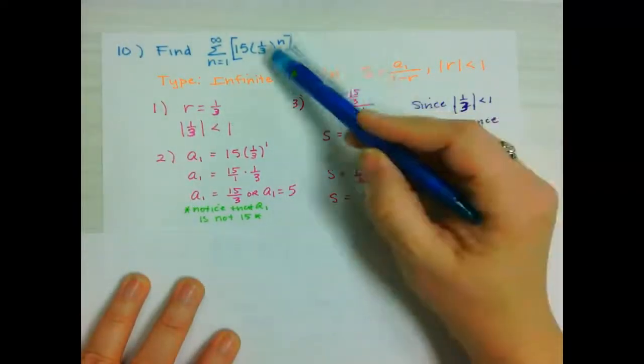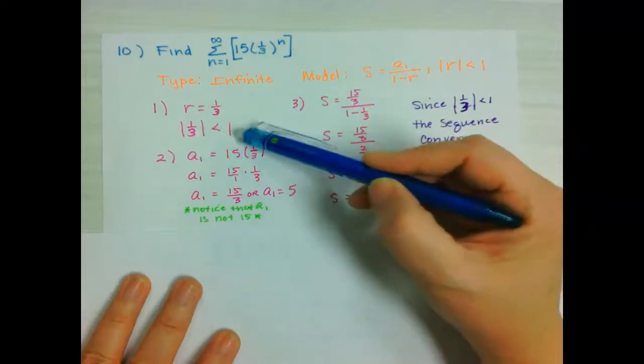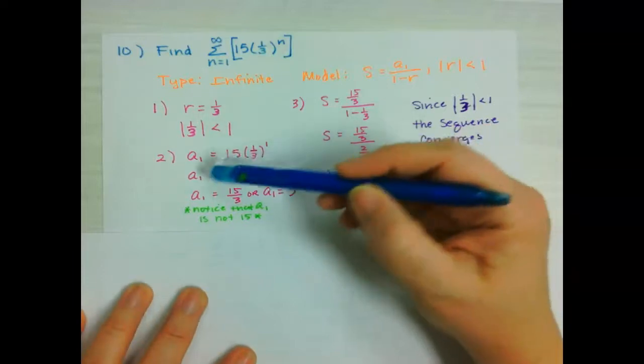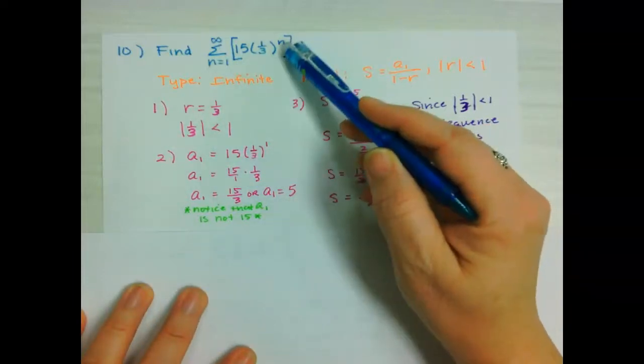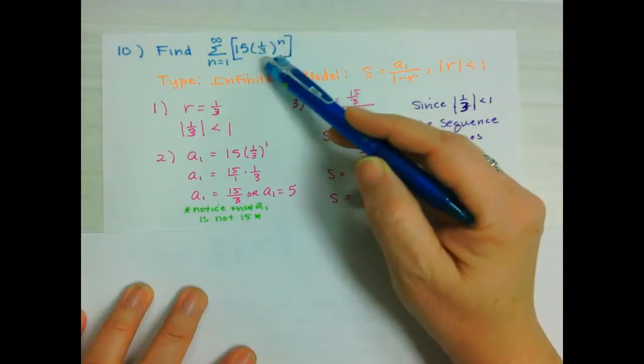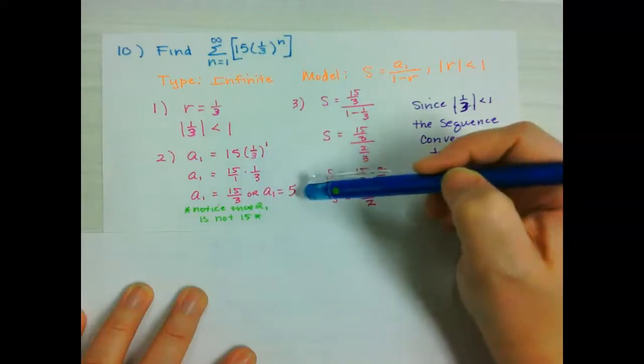So the ratio is 1/3, so that's r equals 1/3, so the absolute value of 1/3 is less than 1. Then I have to find my a sub 1, so the lower bound is 1, so I put the 1 in right there, and I have 1/3 to the first power is 1/3. 1/3 times 15 is 15 over 3, or 5.